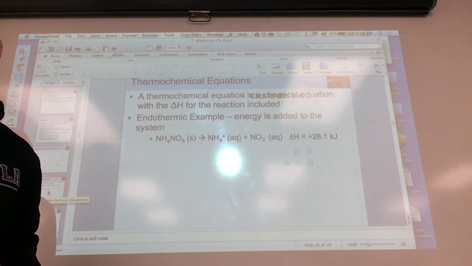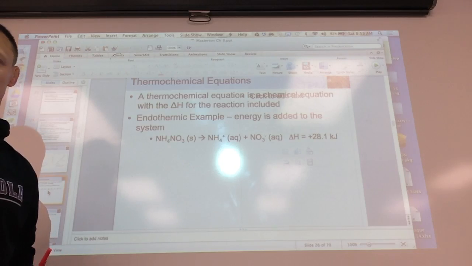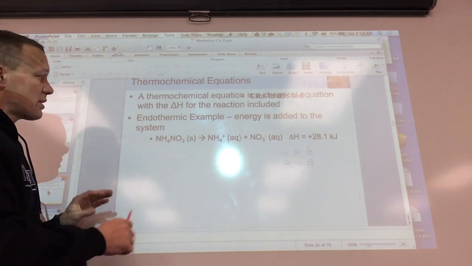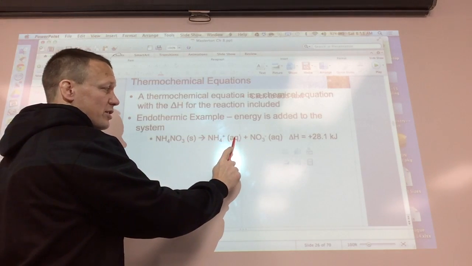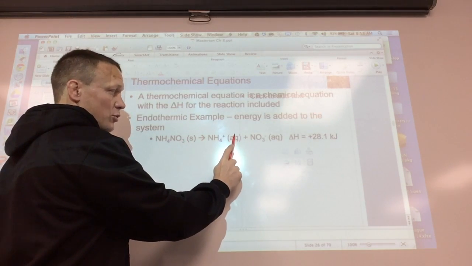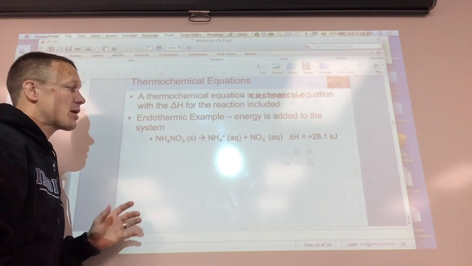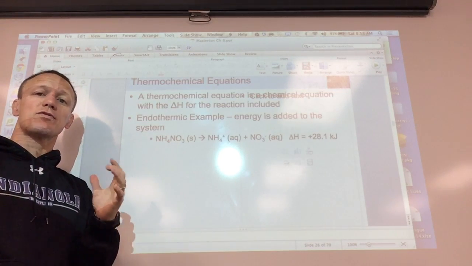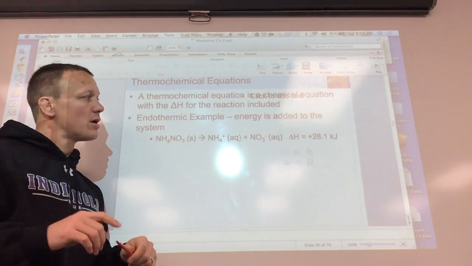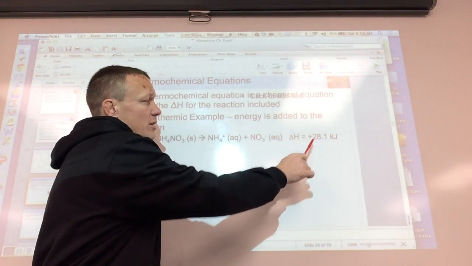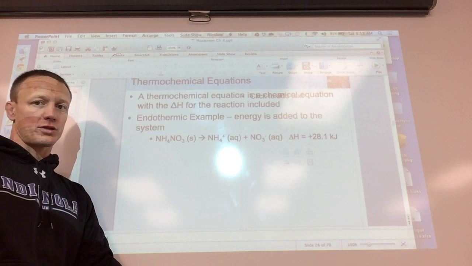Here's a thermochemical equation. Same thing as a normal chemical equation. It does tell you if a substance is a solid, liquid, or gas, or if it's aqueous. Okay, in every substance, solids versus liquids have different amounts of enthalpy. We'll get to that a little bit later. So the delta H for this reaction is positive 28.1 kilojoules.